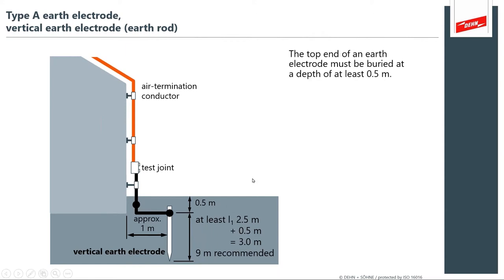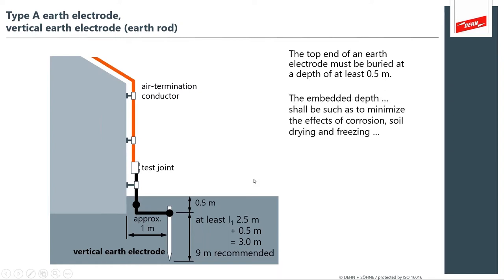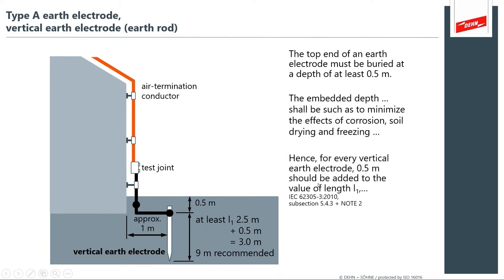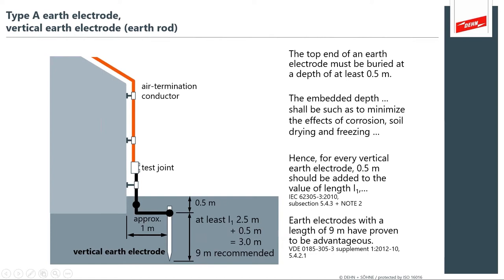We've got a few points to make sure of. Again, the depth that it's buried, we've got to pay attention to such things as minimizing effects of soil corrosion, frost heave, freezing, and the spacing of the electrode away from the side of the building. And half a meter should be added to the length if you're going horizontal. Earth electrodes with proven length can be advantageous, of course.